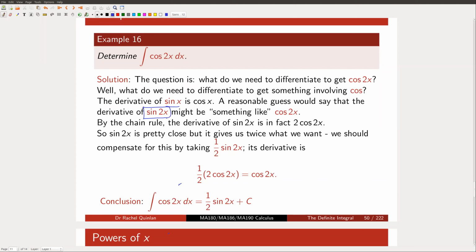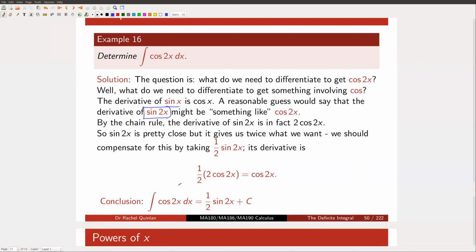Okay, so this is a step-by-step, iterative, experimental strategy, mentally. I don't expect you to document all these improving guesses, but we're trying to get at something whose derivative might be cosine of 2x. So that suggests maybe we differentiate sine of 2x, and the answer should be something like what we want.